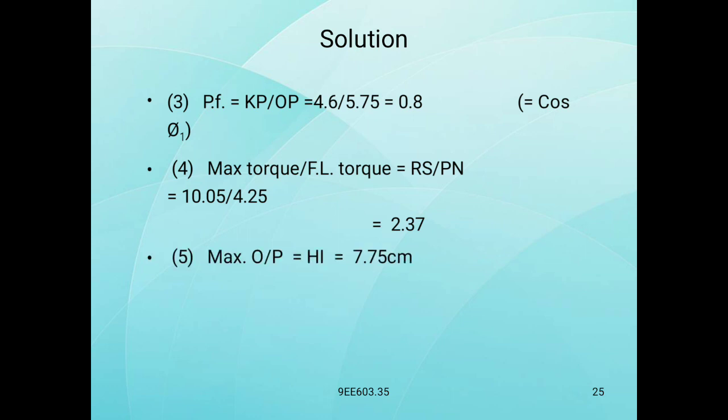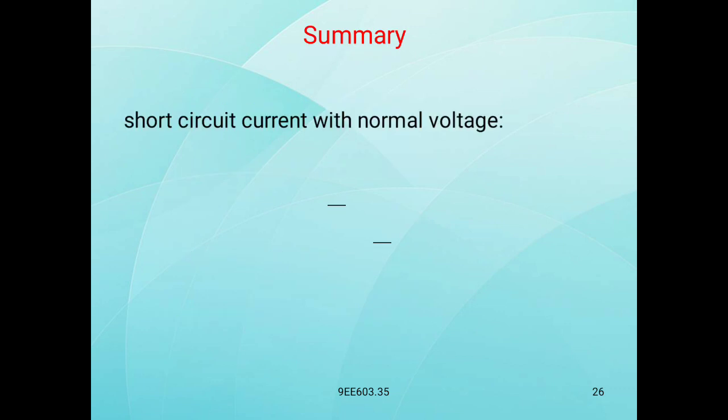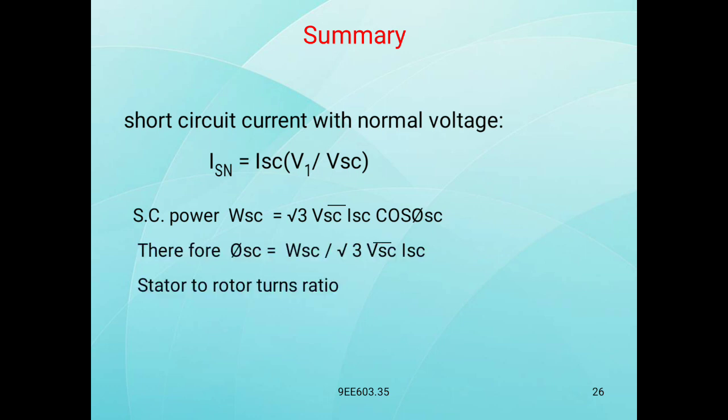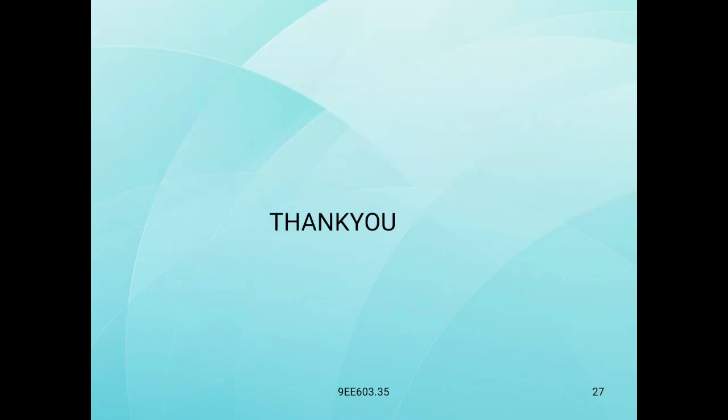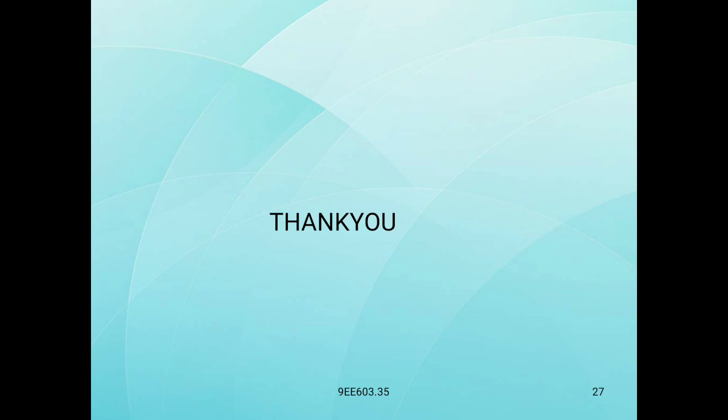Maximum output is HJ, that is equal to 7.75 centimeters. Maximum output power is equal to 7.75 into 1.4. Power scale is 1 centimeter is equal to 1.4 kilowatts. The short circuit current with normal voltage ISN is obtained from it, along with SC power and phi SC. Thank you. Next.